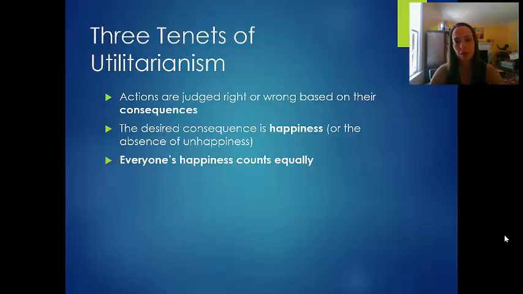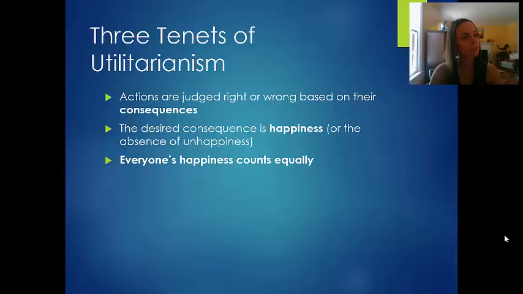There's no reason for me to privilege the happiness of people I happen to know over the happiness of people that I don't happen to know. There's also no reason for me to privilege the happiness of my friends and family over the happiness of strangers, or of people in my country versus people who live in other countries. So this is a really egalitarian theory. It requires us to treat everyone's happiness exactly the same in value.